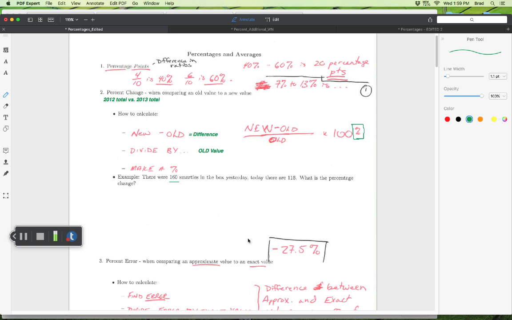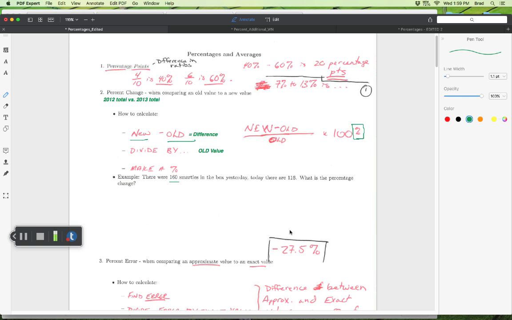Now you see this negative sign here? There's a reason we picked new minus old up here. That negative sign right there indicates which direction the change happened. If the difference is negative, if the new value is smaller than the old value, as in this case, then we'll have a negative percent change. If the new value is bigger, if we increased, then it'll be a positive percent change.